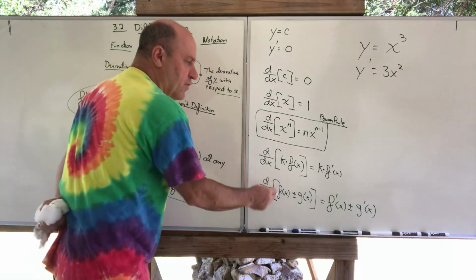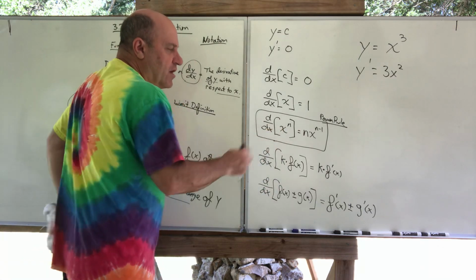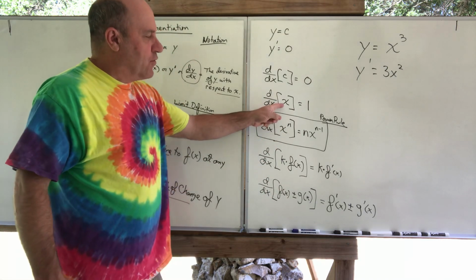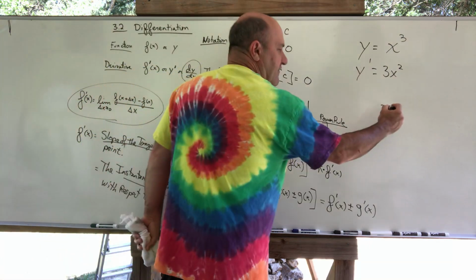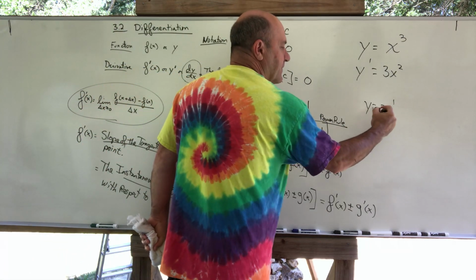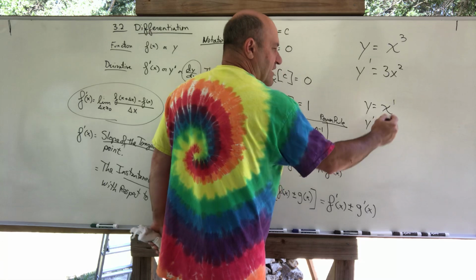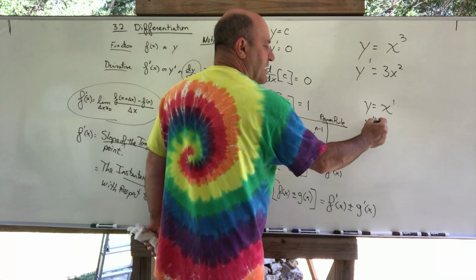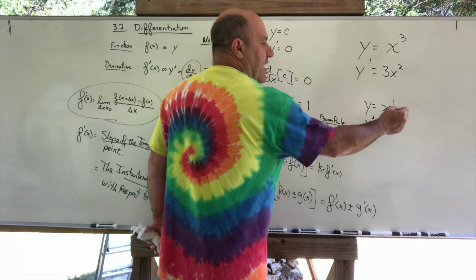These are powerful rules, in conjunction with the power rule. This x, you can think of as x to the first. And what would be its derivative? We've got to watch out for firsts and primes. This is y prime, the derivative.